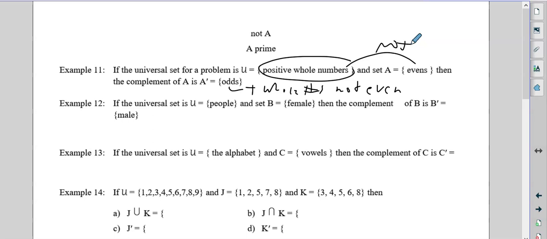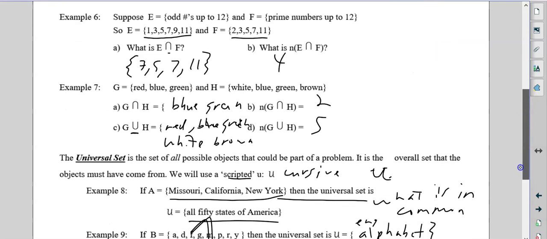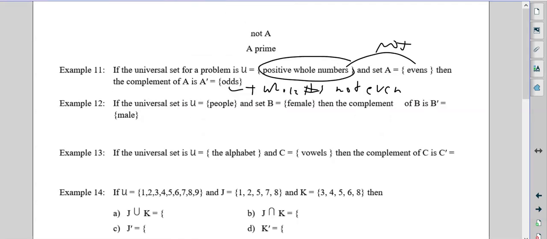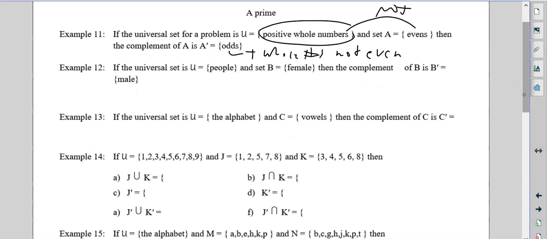So if we step back, you don't have to write this, but if we had these states and you knew the universal set was the USA, the complement would be the other remaining 47 states. Not that we're going to write all those out, but that would be the complement. It's what's missing from the USA that is not Missouri, California, New York. It's what completes the set.